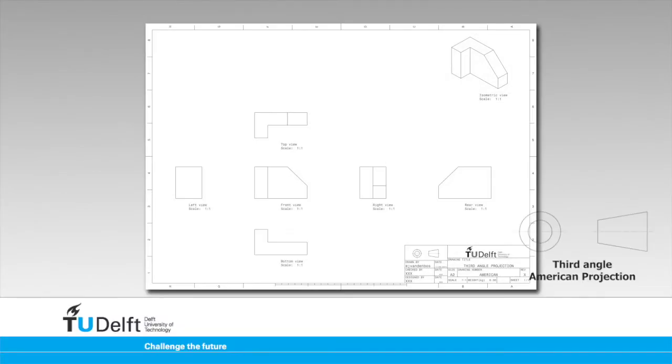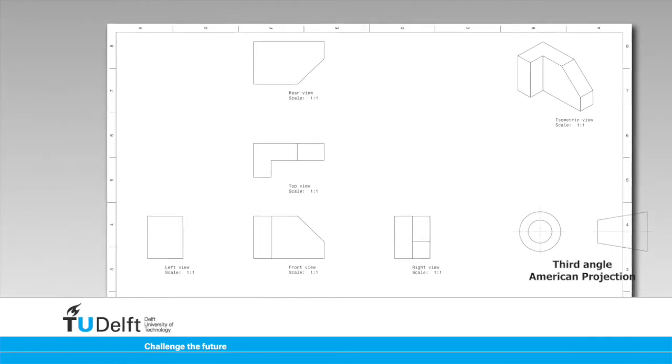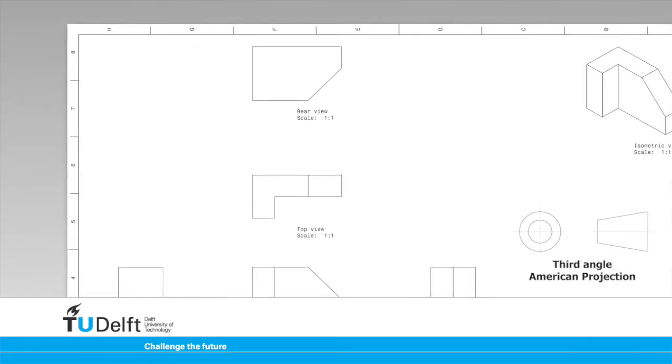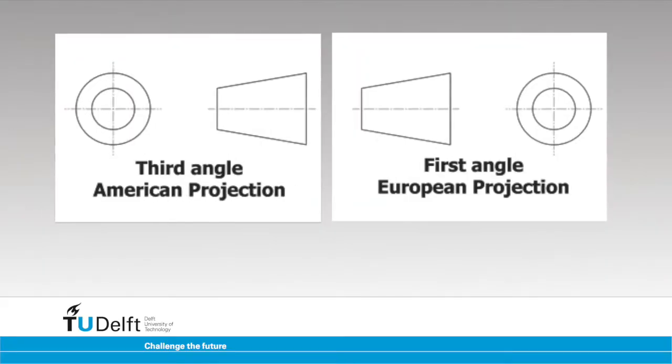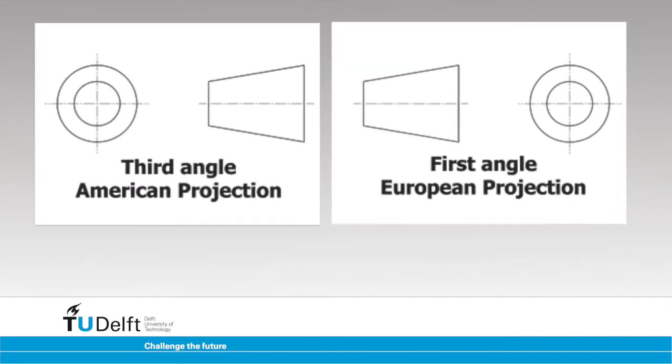The rear view can be located elsewhere. For example, when the American projection method is used, above the top view. As long as the projection is a consequent result of the projection view next to it, a correct drawing layout is created. What you see here are the symbols used to indicate the projection method.